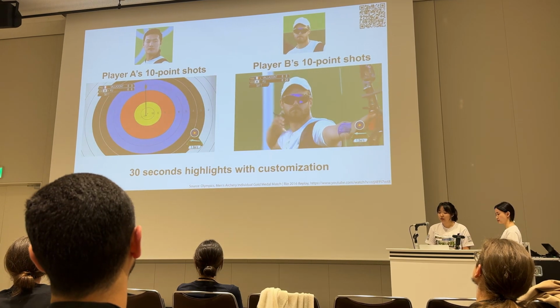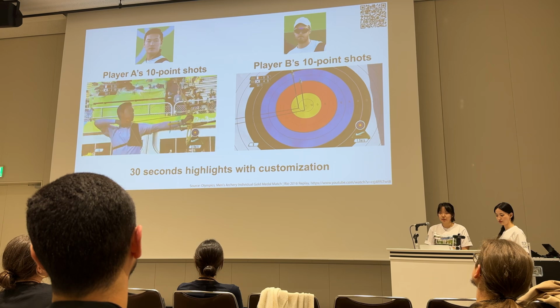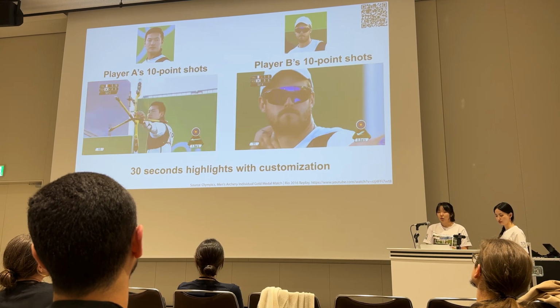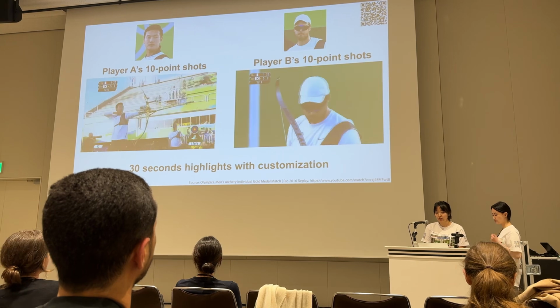Here is an example of customization. The highlight on the left is generated by selecting timestamps of player A's 10-point shots, while the highlight on the right is generated by player B's 10-point shots.